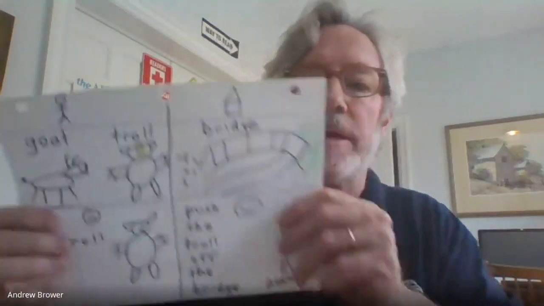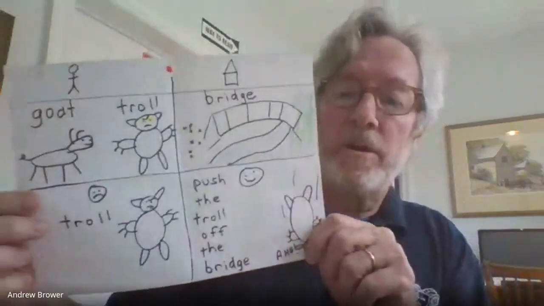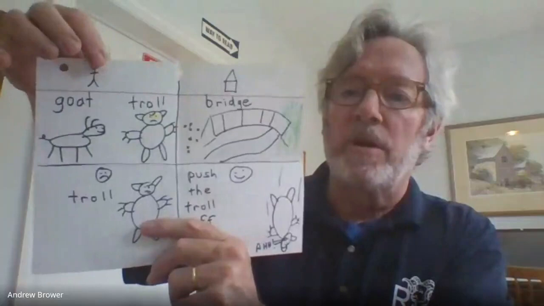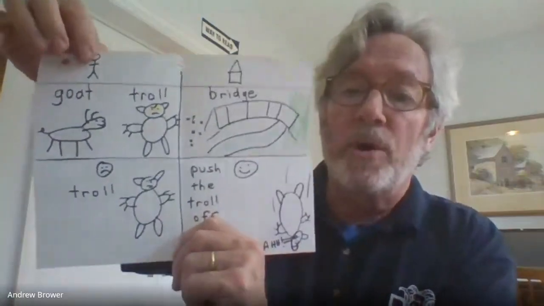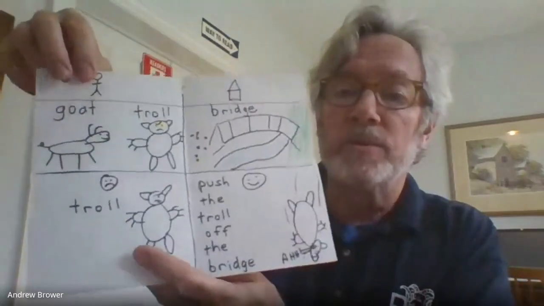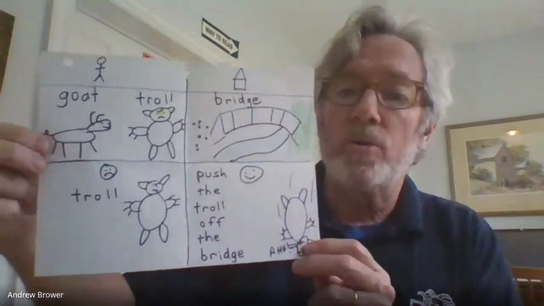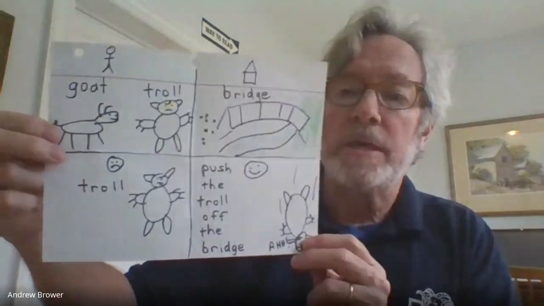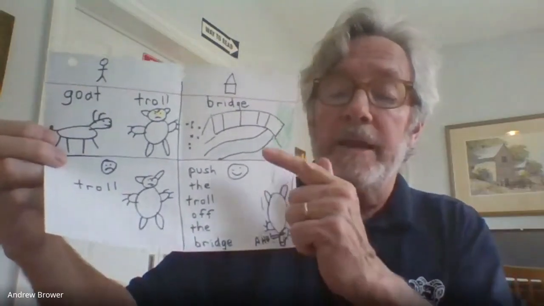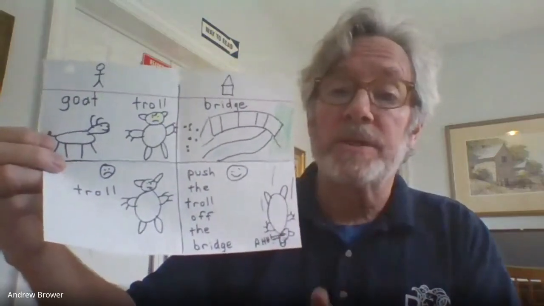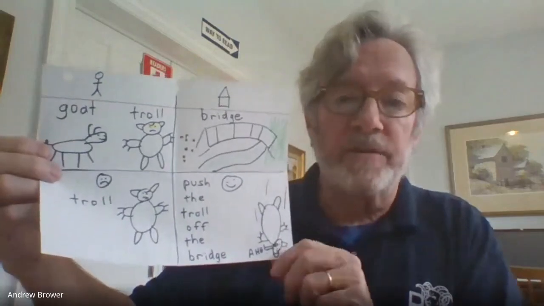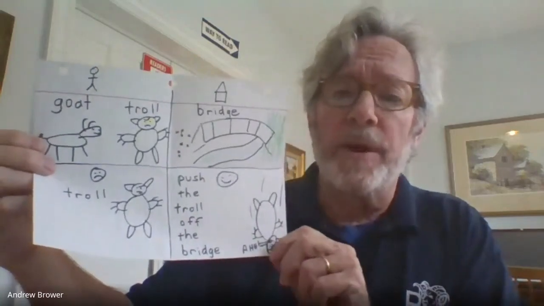Now, I've already written the answers in here for character, setting, problem, and solution. Now, these we did yesterday. I'll hold these up again. The character is the person, the people, or the animal that are in the story. Now, this story doesn't have any people, so it's just animals. It was the goat, G-O-A-T, and the troll, T-R-O-L-L. And even though there was some grassy fields and some trees, the main part of this story was the bridge. So that's what I said for the setting. Everything happened around the bridge.